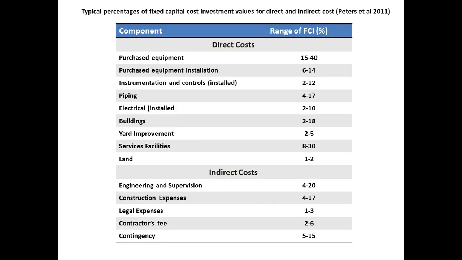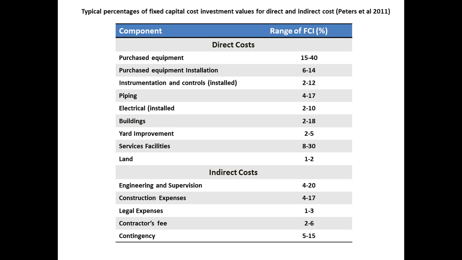So this is the table that we're going to use. The question is asking you to calculate the cost of each of these: cost of purchased equipment, cost of purchased equipment installation, cost of instrumentation and controls, cost of piping, electrical, cost of buildings, and other costs that you have on this table.